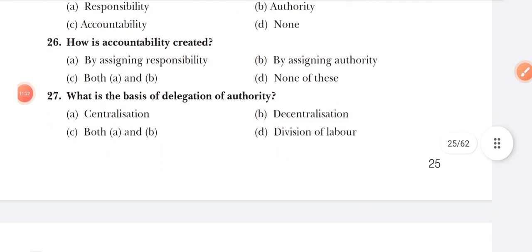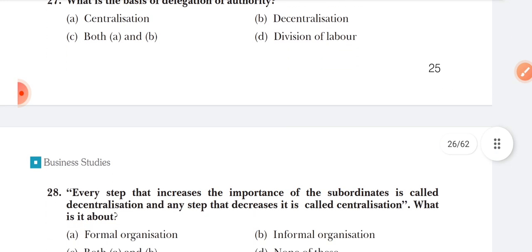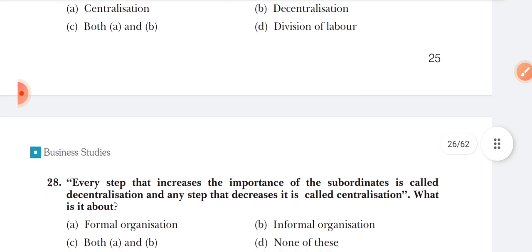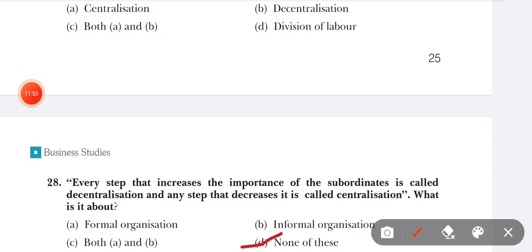Now question 28. Every step that increases the importance of the subordinate is called decentralization, and any step that decreases it is called centralization. What is this about? A, formal organization. B, informal organization. C, both A and B. Or D, none of these. And the correct option of this question is option D, none of these.